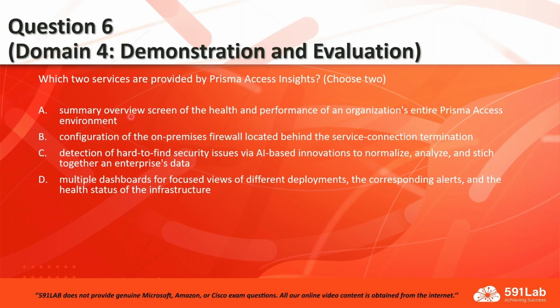A. Summary overview screen of the health and performance of an organization's entire Prisma Access environment. Or B. Configuration of the on-premise firewalls located behind the service connection terminations. Or C. Detection of hard-to-find security issues via AI-based innovations to normalize, analyze, and stitch together enterprise data. Or D. Multiple dashboards for focused views of different deployments, the corresponding alerts, and the health status of the infrastructure.